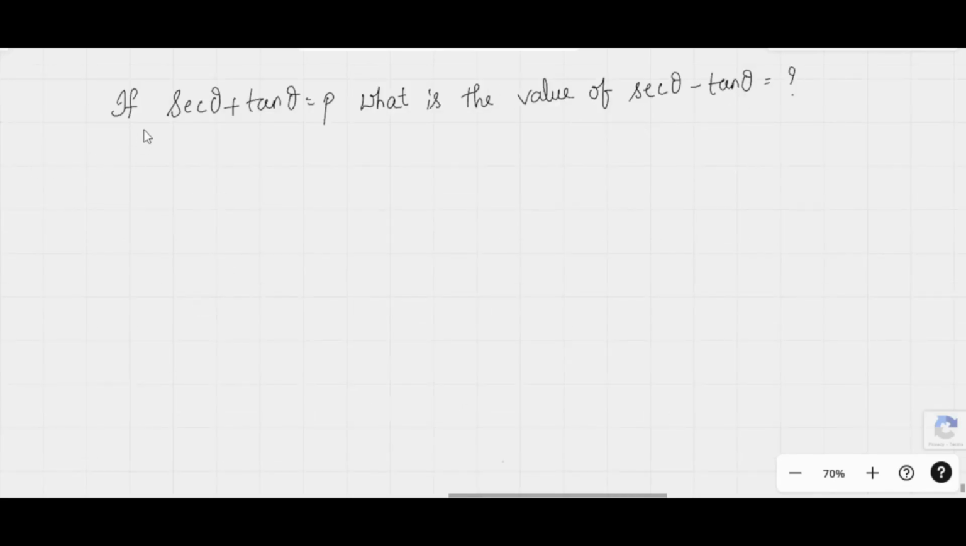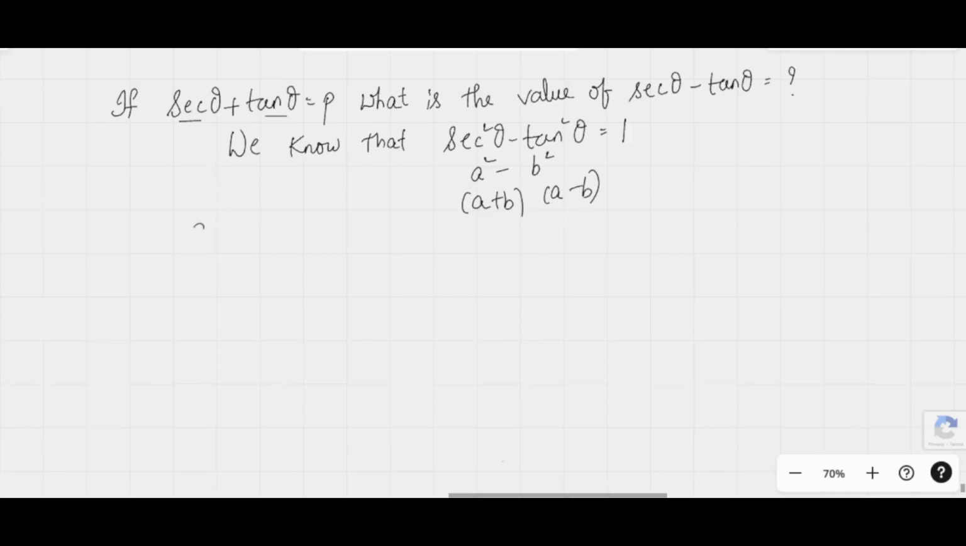Here is another question. If secant theta plus tan theta equals p, what is the value of secant theta minus tan theta? Whenever you see this kind of question, it's directly an identity. We know that secant square theta minus tan square theta is equal to 1. It is in the form of a square minus b square, even the identity looks like that. So we can write it in the form of a plus b into a minus b. That's what I'm doing here.